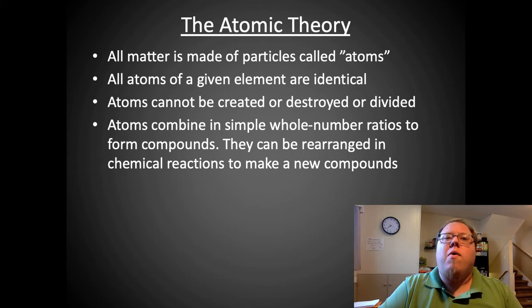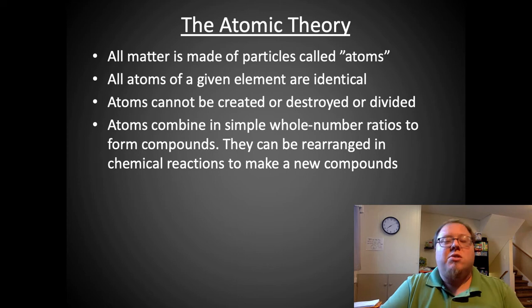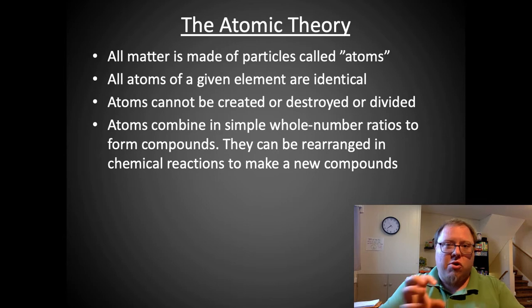Okay? Now, these compounds can be rearranged. So instead of two of these and one of these, we can have like three of these and five of these. They can be rearranged in these chemical reactions, and they'll make a new substance, a new compound, out of those same elements, okay? Or they'll combine with different elements and make different compounds completely. So basically, substances in the universe are all made out of these atoms that are arranged in certain ways, certain numbers of atoms, to make a certain substance.